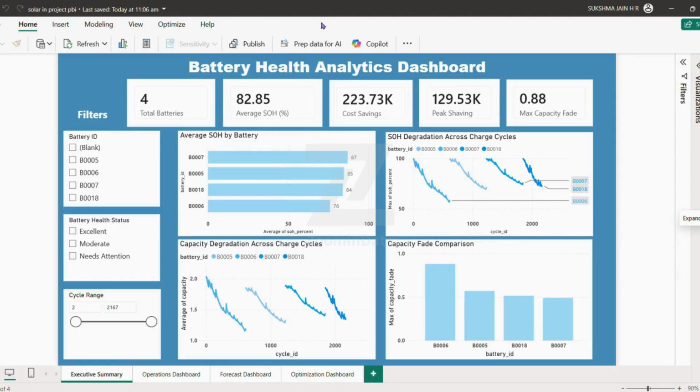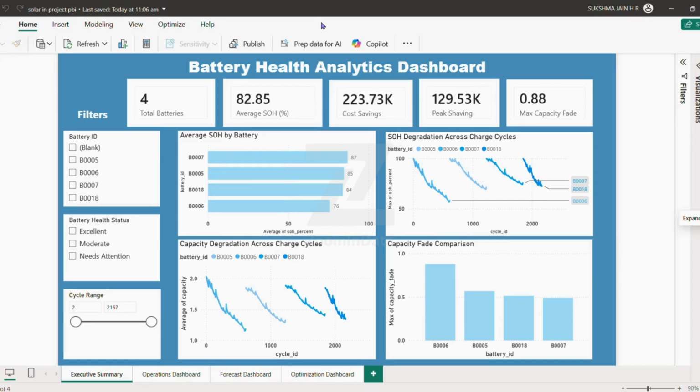Hello everyone, this is the output video of my internship project on battery health solar power systems. After completing the database design, battery health analysis, machine learning prediction, charging optimization, and peak load optimization, I integrated all of these outputs into an interactive Power BI dashboard.